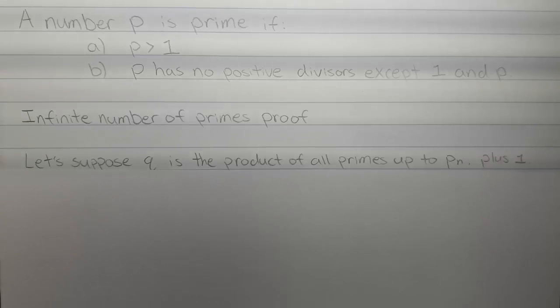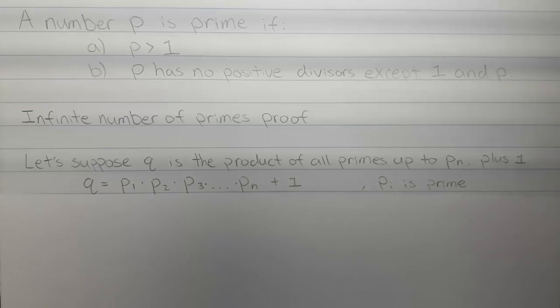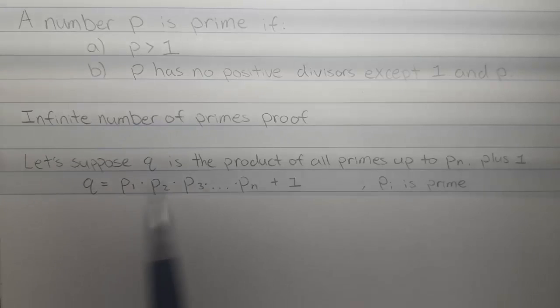Let's begin by supposing that q is the product of all prime numbers up to pn, and then we add 1. In a formula, it is written like this: q equals p1 times p2 times p3, multiplied all the way to pn, plus 1. Note that all the pi's are prime. So p1 is the first prime, p2 is the second prime, p3 is the third prime.